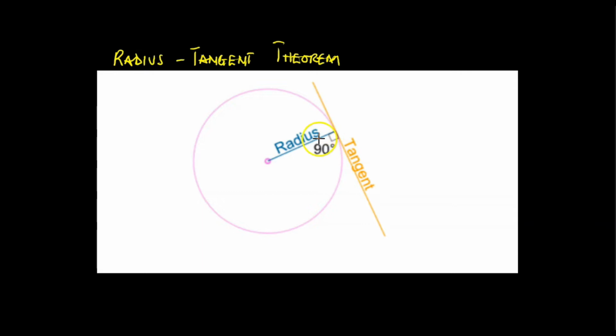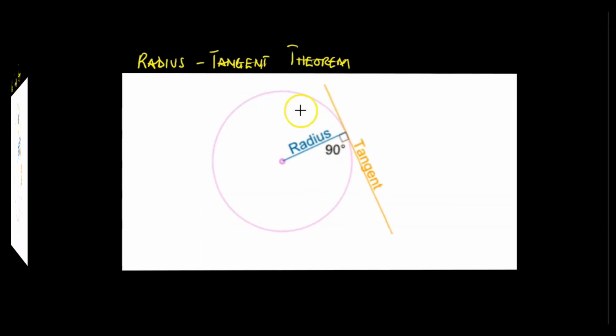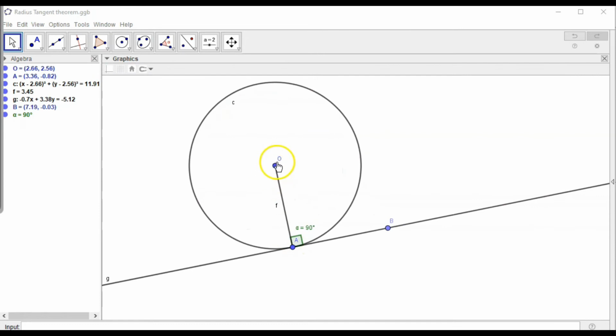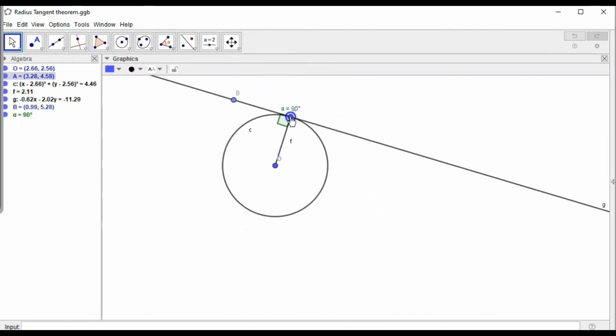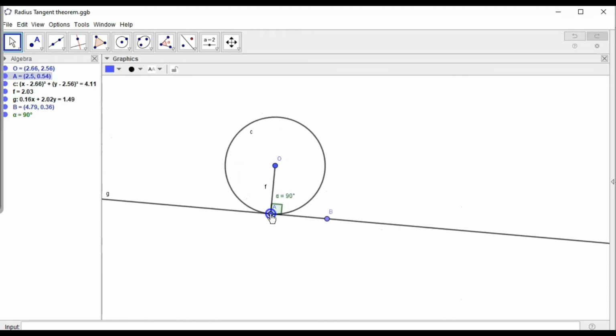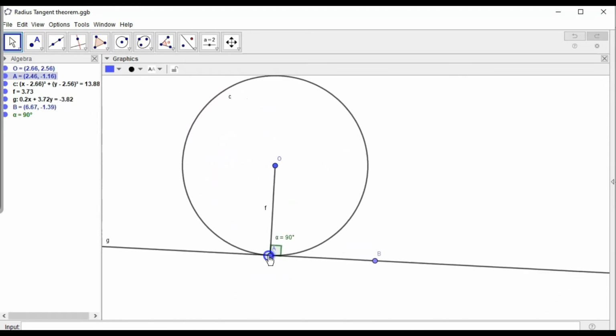So let's use our GeoGebra to confirm this theory. With the GeoGebra, you realize that I have a circle drawn with center O, and it has a tangent AB. If you look at it carefully, you realize that the radius OA intersects the tangent AB at an angle of 90 degrees, which is formed at A. I can even send the point A round the circle, and interestingly, it's still going to remain an angle of what? 90 degrees. It will never change.